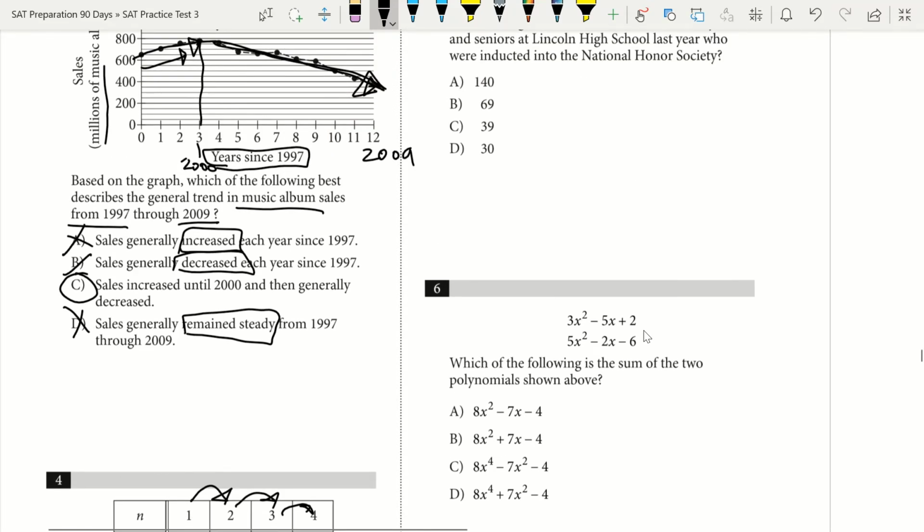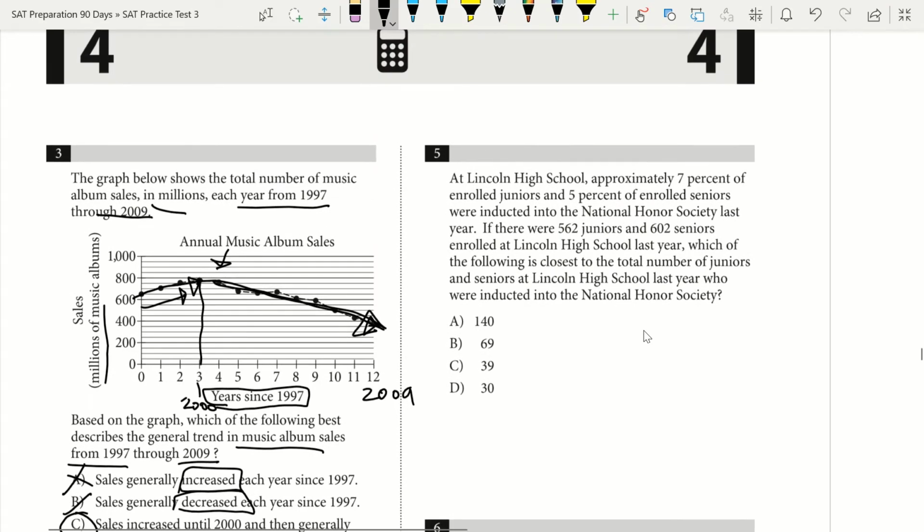Okay, next up we've got question 5. At Lincoln High School, approximately 7% of juniors and 5% of enrolled seniors were inducted into the National Honor Society last year. There were 562 juniors and 602 seniors enrolled at Lincoln High School each year. Which of the following is closest to the total number of juniors and seniors at Lincoln High School last year who were inducted into the National Honor Society?